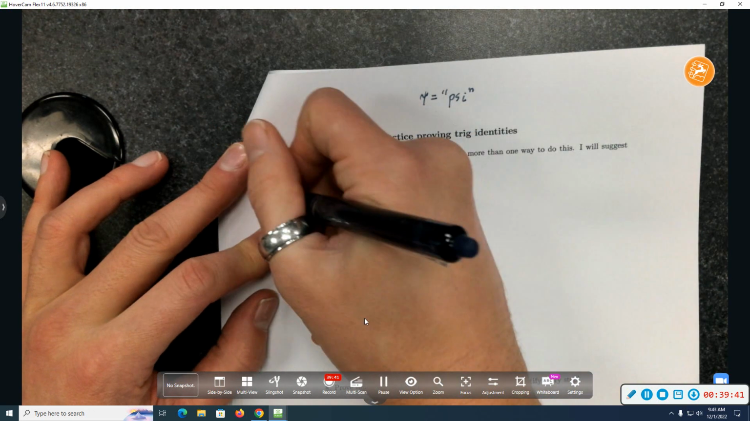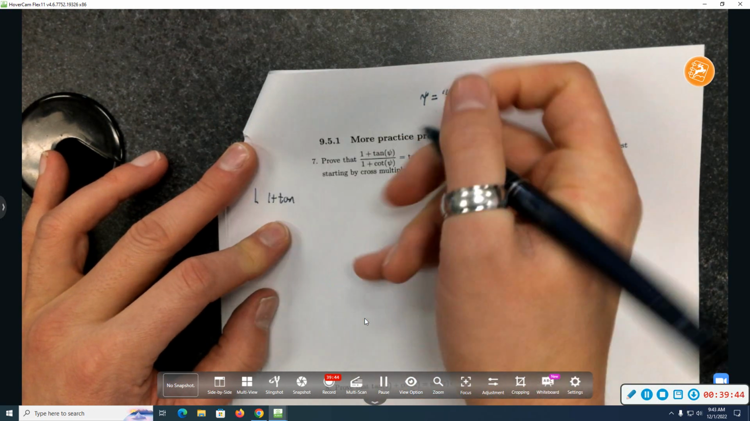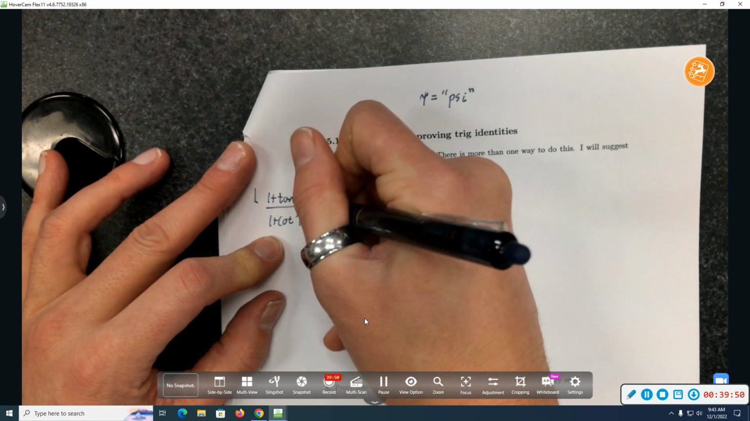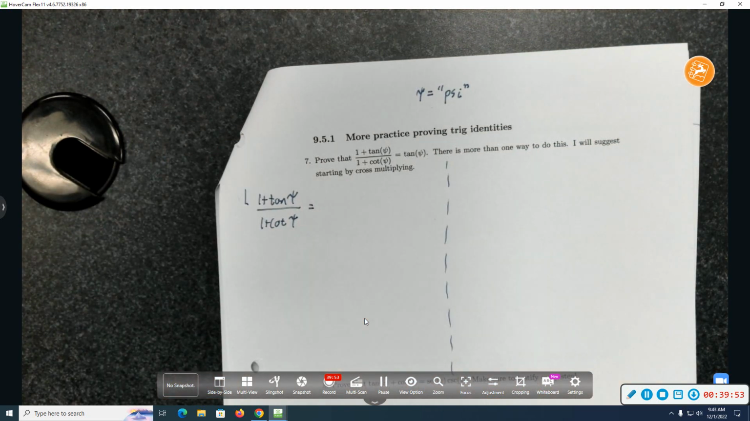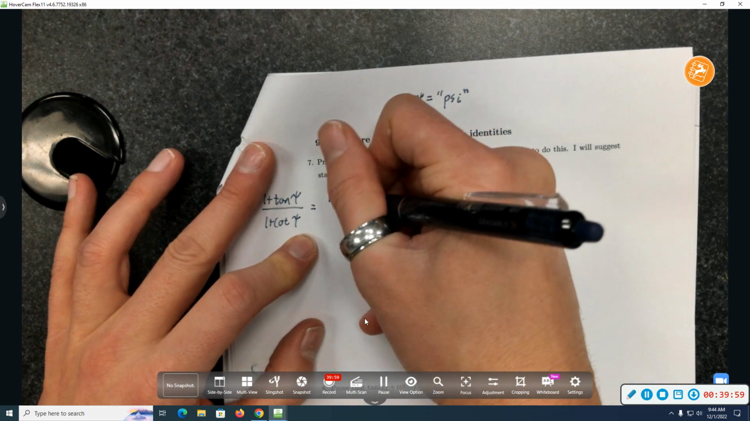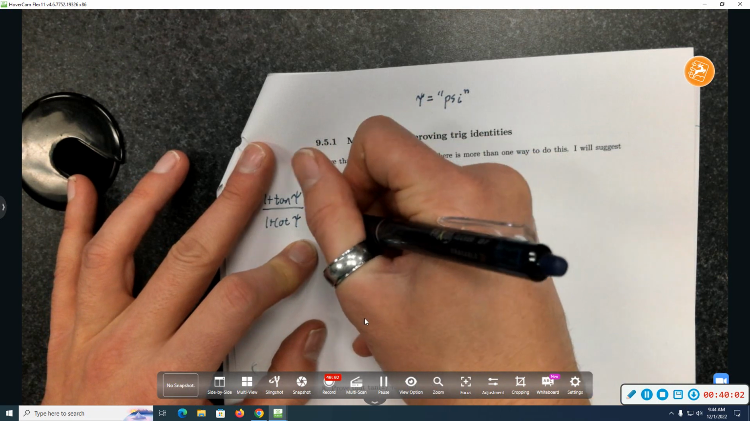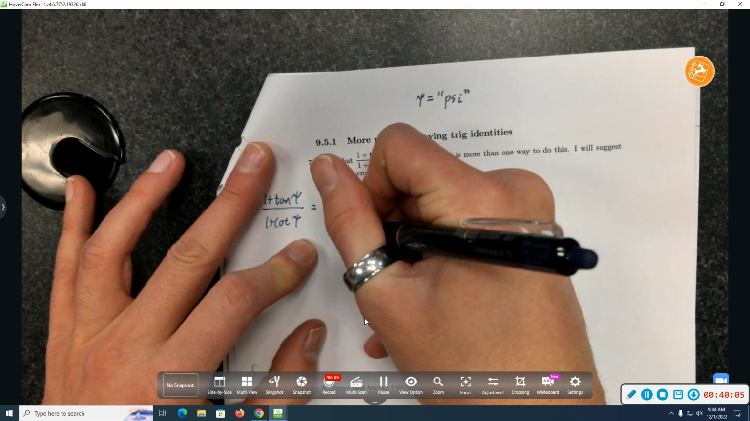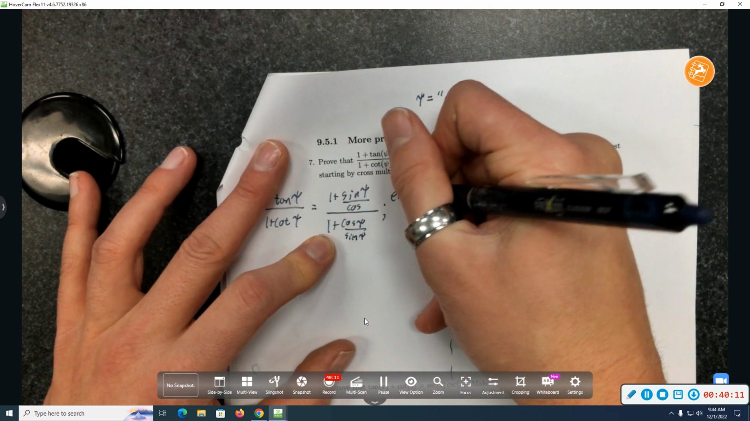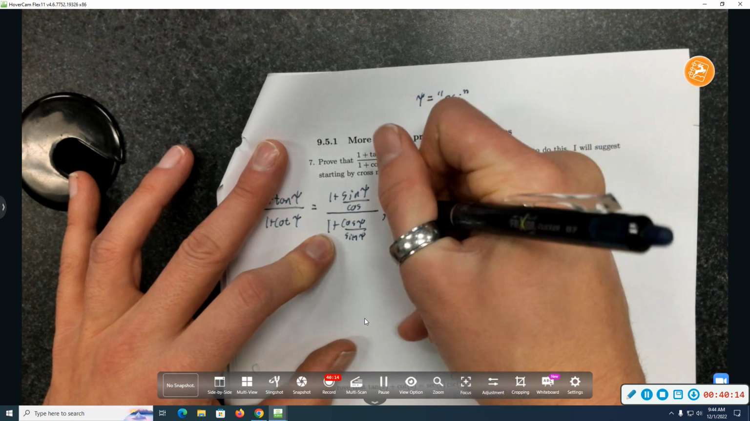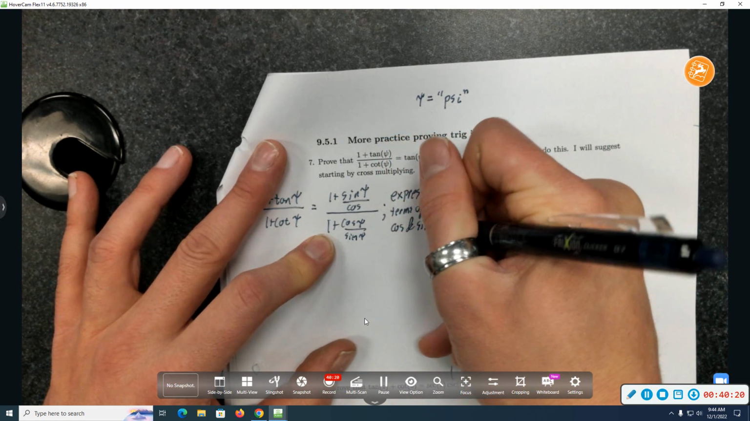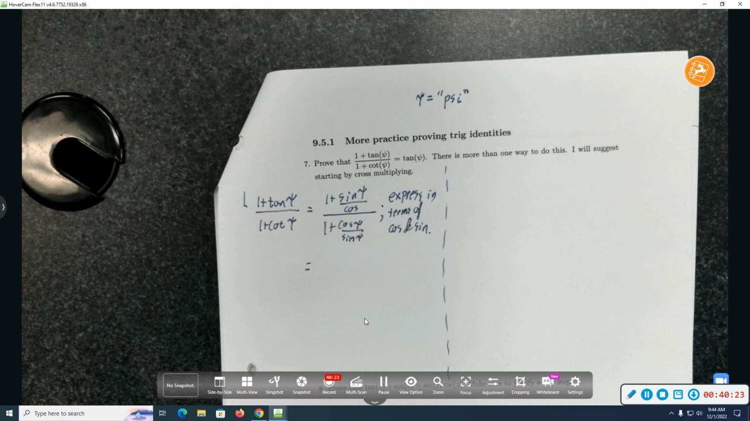So the left-hand side, 1 plus tangent psi over 1 plus cotangent psi. What is that in terms of sine and cosine? 1 plus sine over cosine over 1 plus cosine over sine. This is by expressing in terms of cosine and sine. Cool. All right. What next?